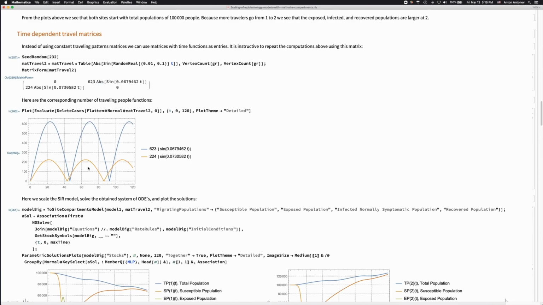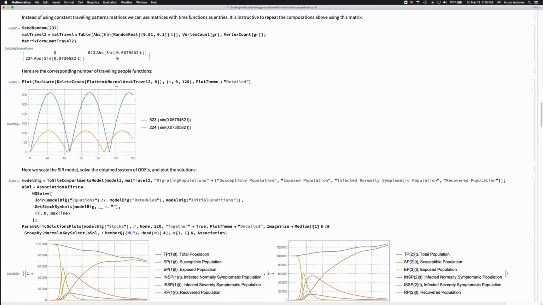So you can see some oscillation here. It doesn't need to be oscillatory. It can be some other time dependent function derived from some data analysis or some kind of predictions or forecasts about the travel after, say, we know that a certain outbreak is in place.